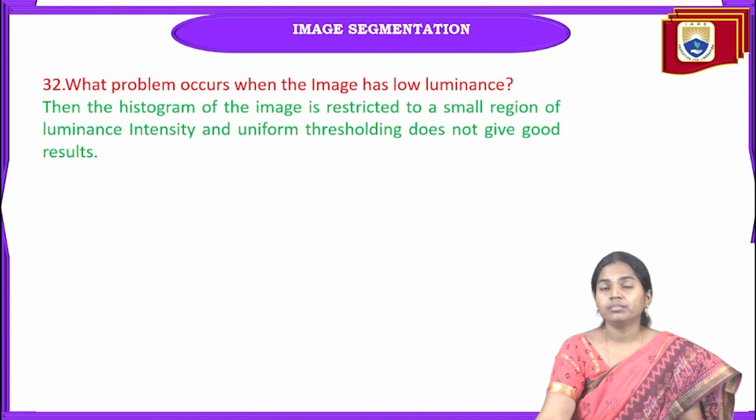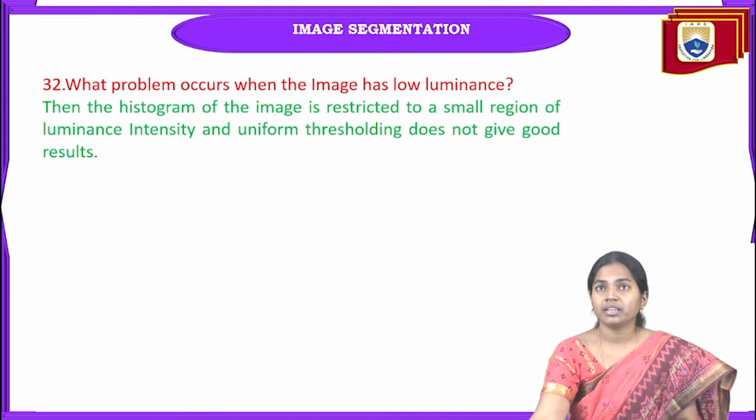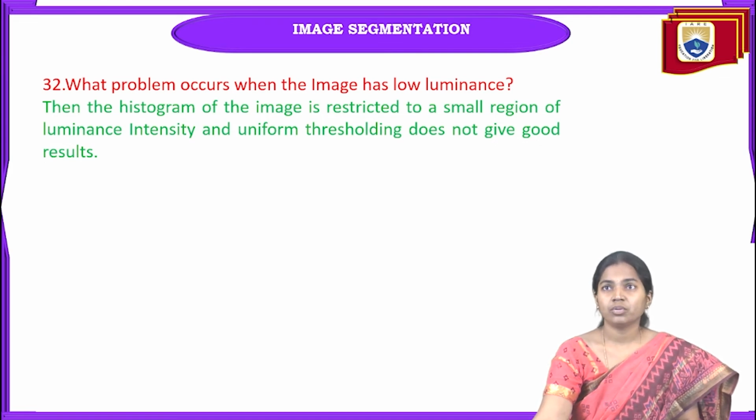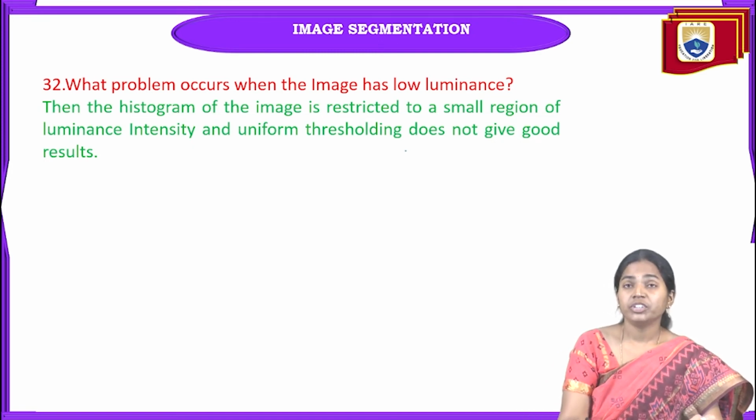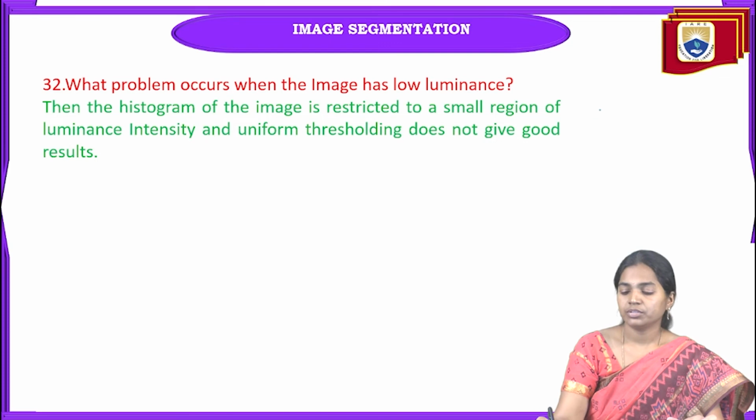And what problem occurs when the image has low luminance? Then the histogram of the image is restricted to a small region of luminance intensity, and uniform thresholding does not give a good result. So here we are restricting the histogram. Histogram equalization increases the contrast level.